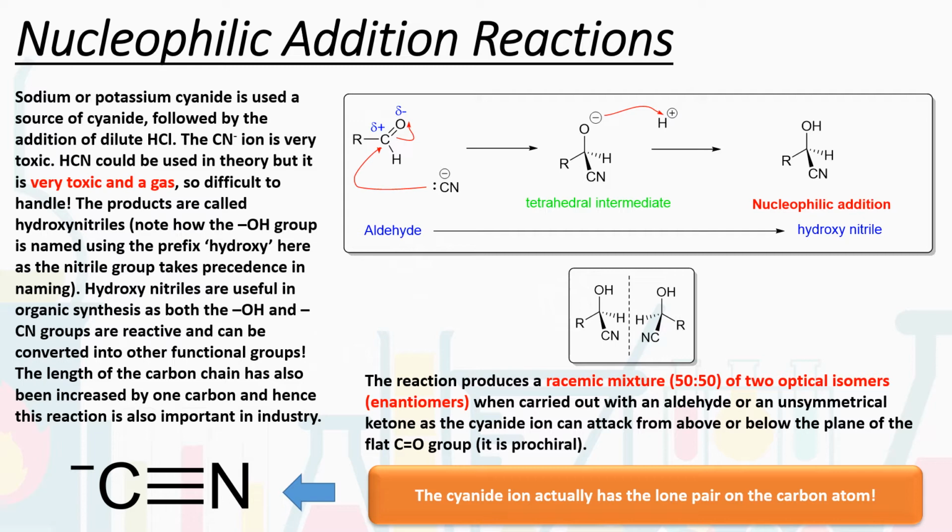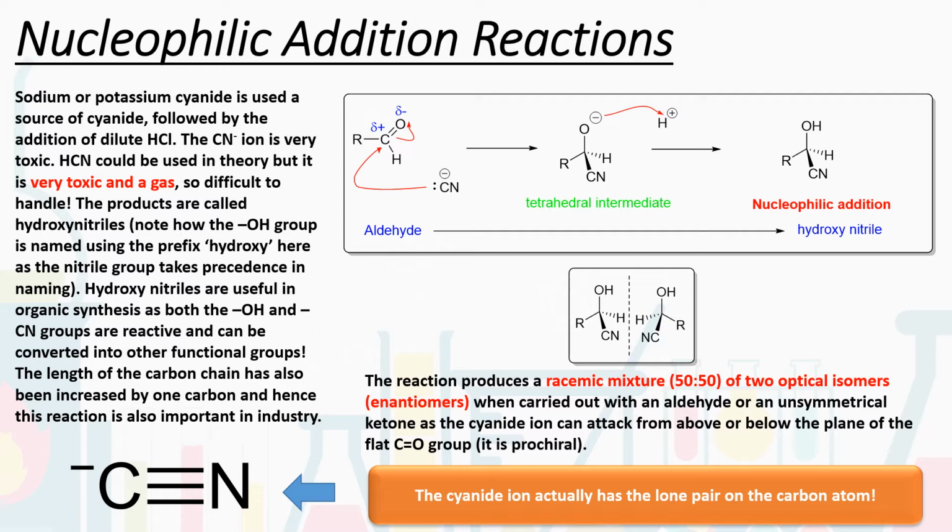Now the product of this nucleophilic addition reaction is something called a hydroxynitrile. And this is because we have our CN group, our C triple bond N, that's a nitrile group, but we also have our OH group. And normally, as an alcohol group, it would be named using the suffix -ol. However, the nitrile group, the CN group, takes priority in the naming. And so here we have to use the prefix hydroxy instead. So this is a hydroxynitrile.